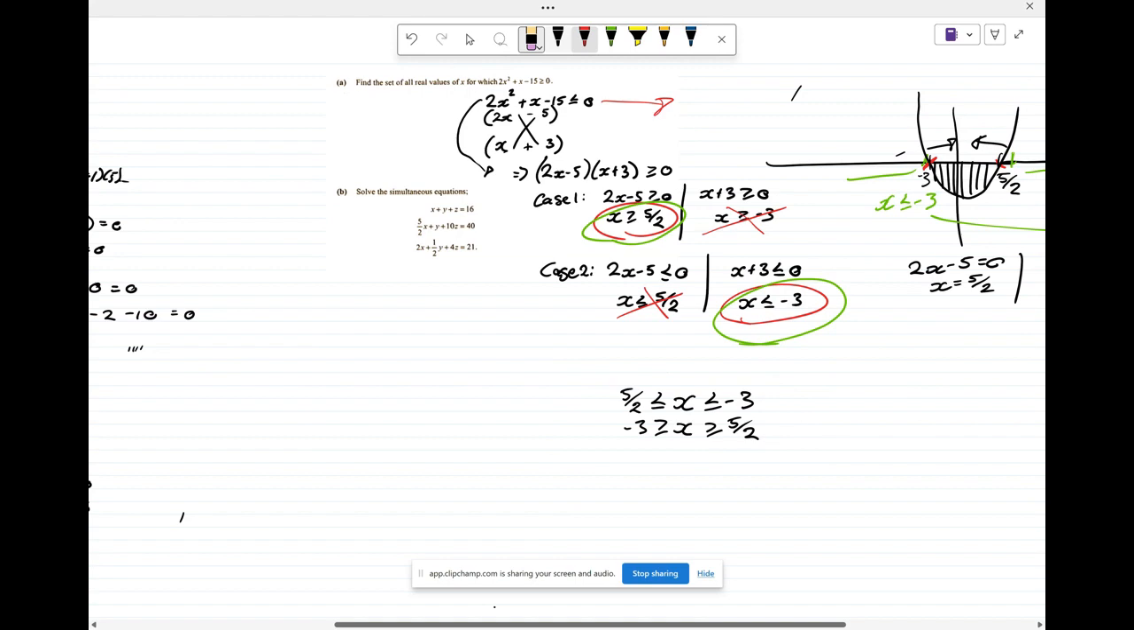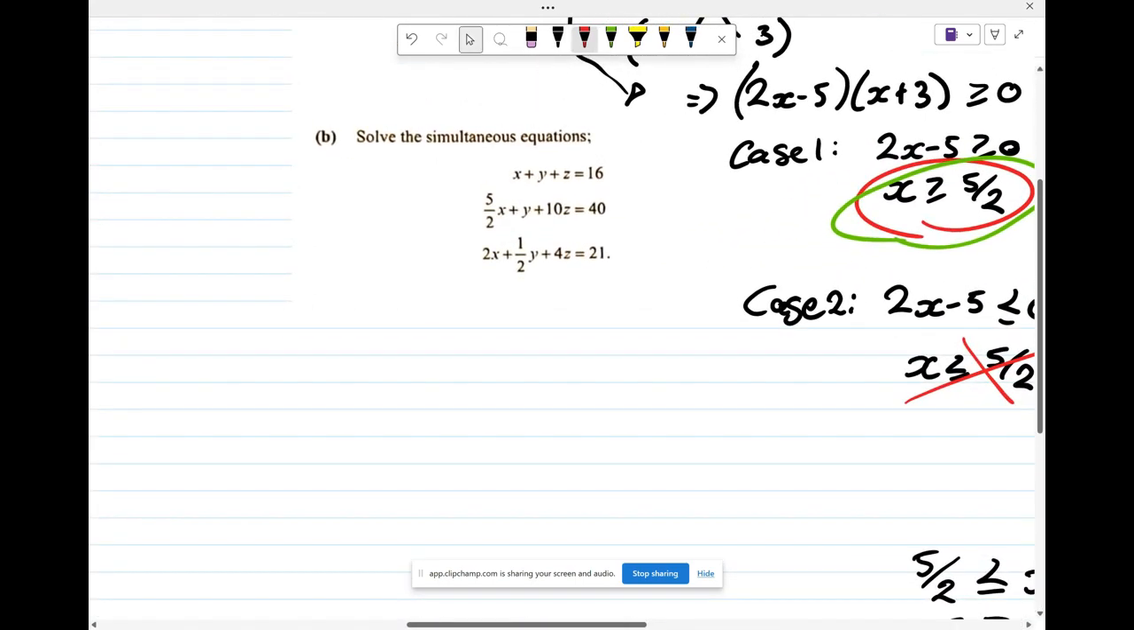So let's move on to the next part. Solving simultaneous equations, you were okay with that, so I won't spend too long on this. My one tip would be, yeah, you were dead right. Get rid of the fractions first, so multiply this by 2, and multiply everything on this line by 2, and everything on that line by 2.